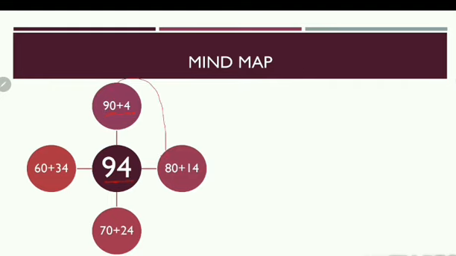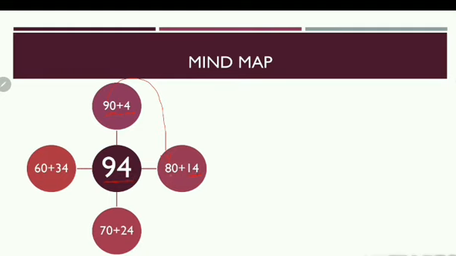So when I add that 10 to 4, it becomes 14. So now I got 80 plus 14. 80 plus 14 is again equal to 94. Now reduce 10 from 80, it becomes 70, and that 10 I am adding to 14, it becomes 24. 70 plus 24 is again 94. Reduce 10 from 70, it becomes 60. Add that 10 to 24, it becomes 34. So 60 plus 34 is 94.